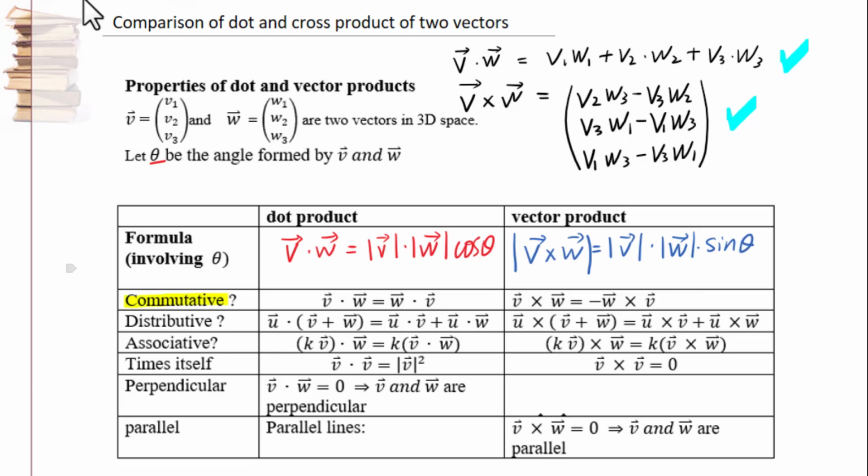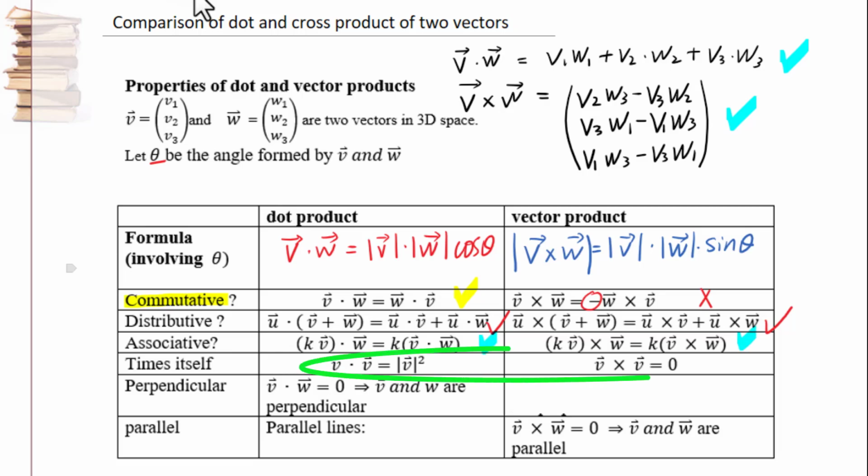Commutative property for dot product? Yes. For vector product, no, because v cross w equals negative w cross v. What about distributive property? Yes, for both. What about associative property? Yes, for both.